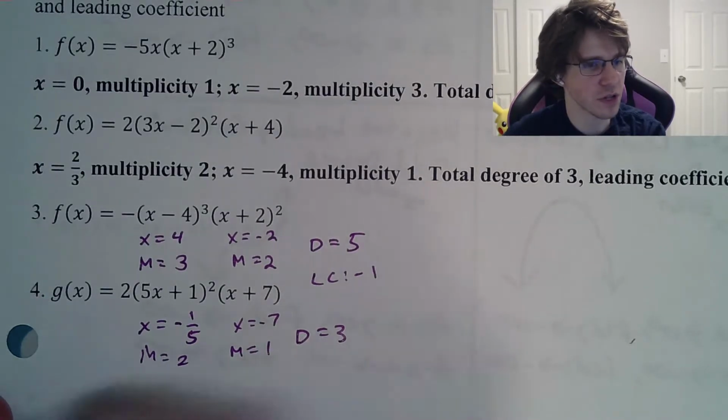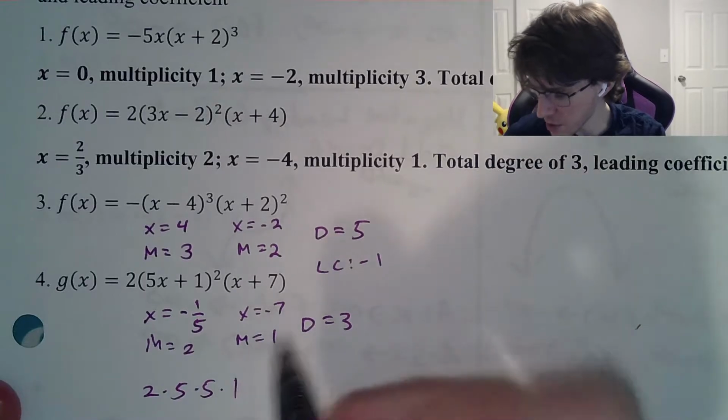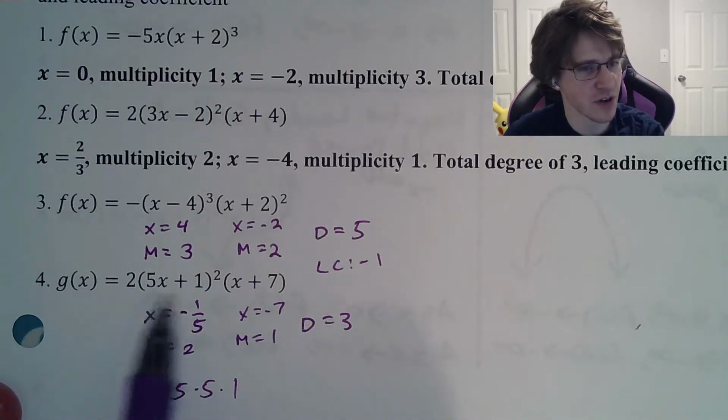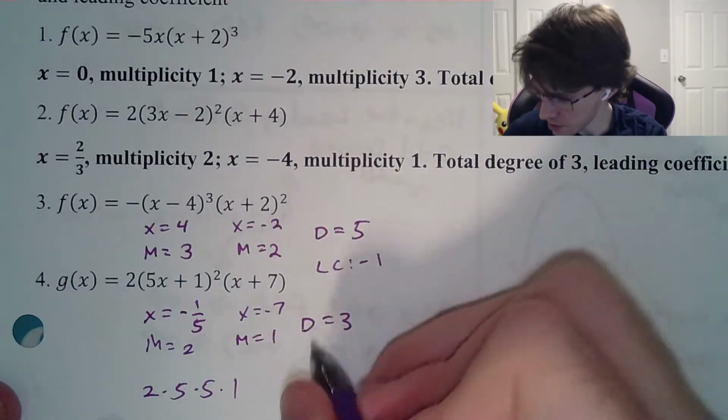Leading coefficient, we have to do a little bit of work to figure out the leading coefficient. We have 2 multiplied by 5, multiplied by 5, multiplied by 1: 2 from there, 5 times 5 from the squared, times 1 there. 2 times 5 times 5 is 50.